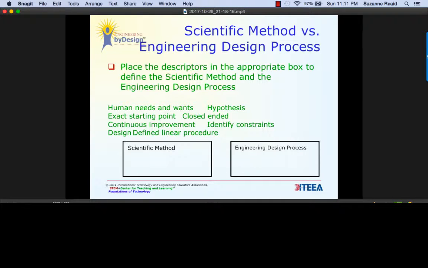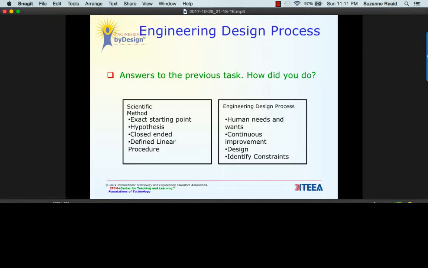It involves the scientific method, but there is also a difference between the scientific method and the engineering design process. The scientific method has a starting point where you have a hypothesis and a defined linear procedure. In the engineering design process, you may begin with making some type of guess or hypothesis about what you want to solve and how you're going to solve it.